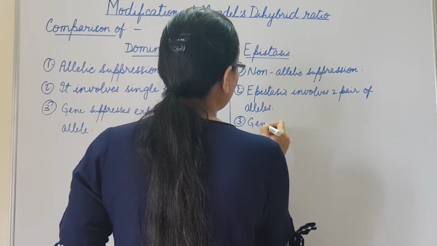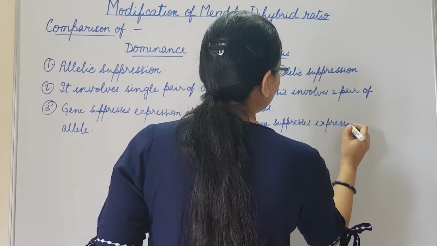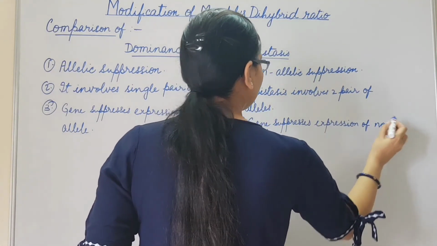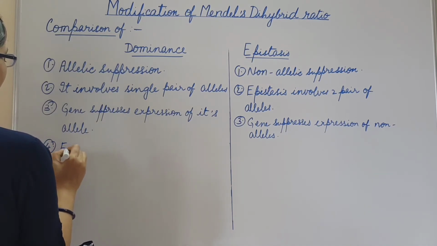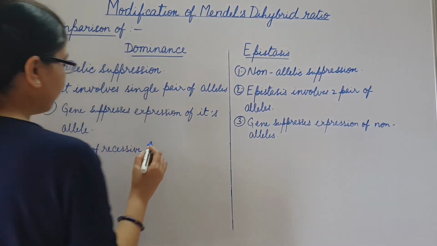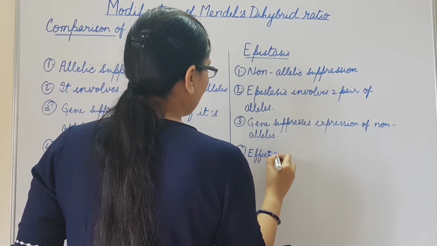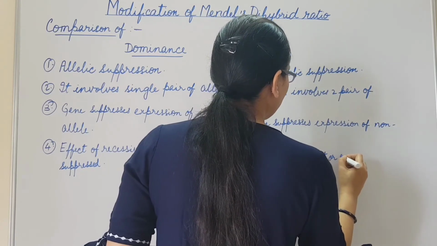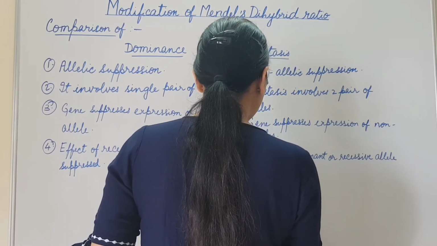In epistasis, a gene suppresses the expression of non-alleles. In dominance, the effect of the recessive allele is suppressed. In epistasis, the effect of the dominant or recessive allele is suppressed.